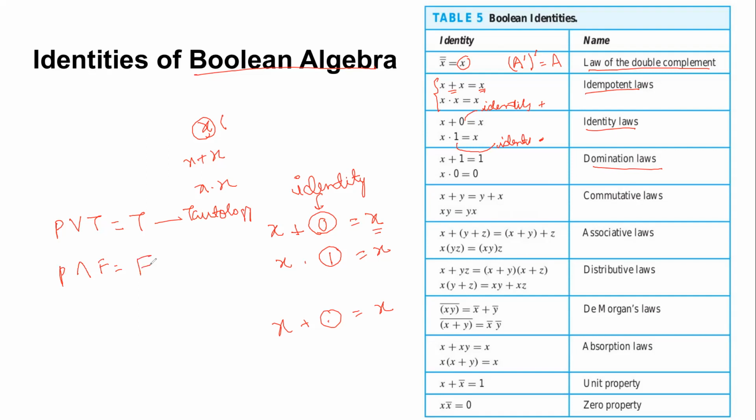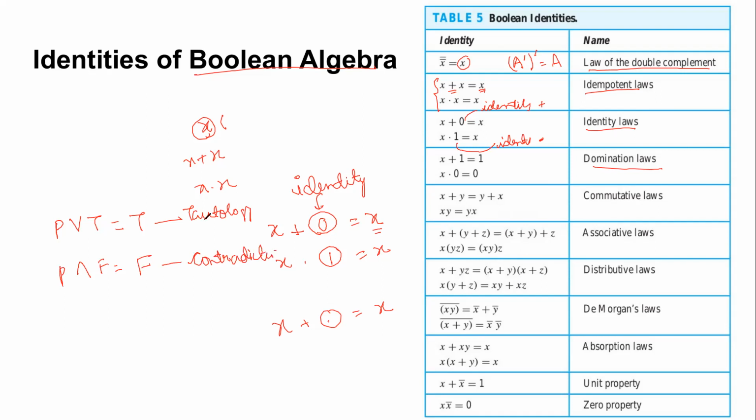Similarly, if I have a P and I take its intersection with false, it's always going to be false, right? And what are such expressions known as? Tautology, and what is its opposite? Very good, Daniel. Contradiction, right?